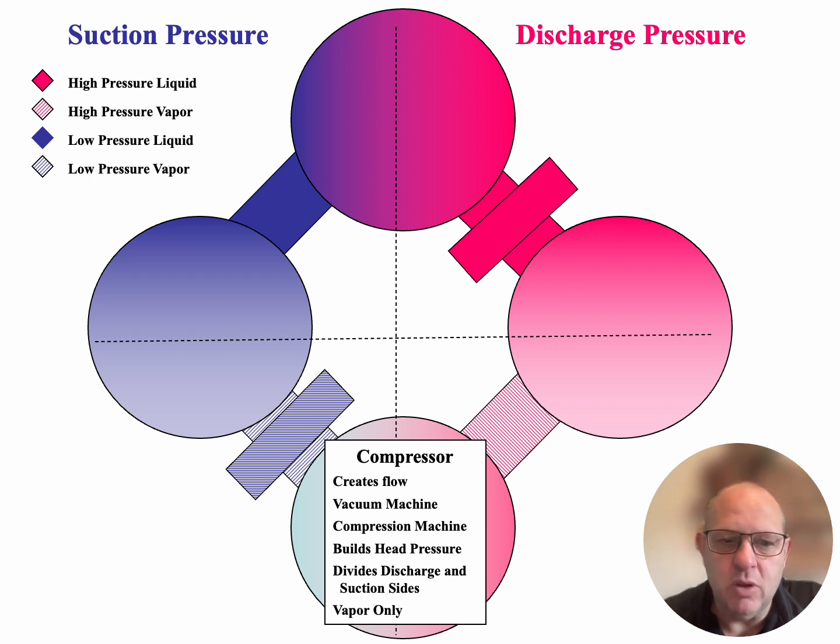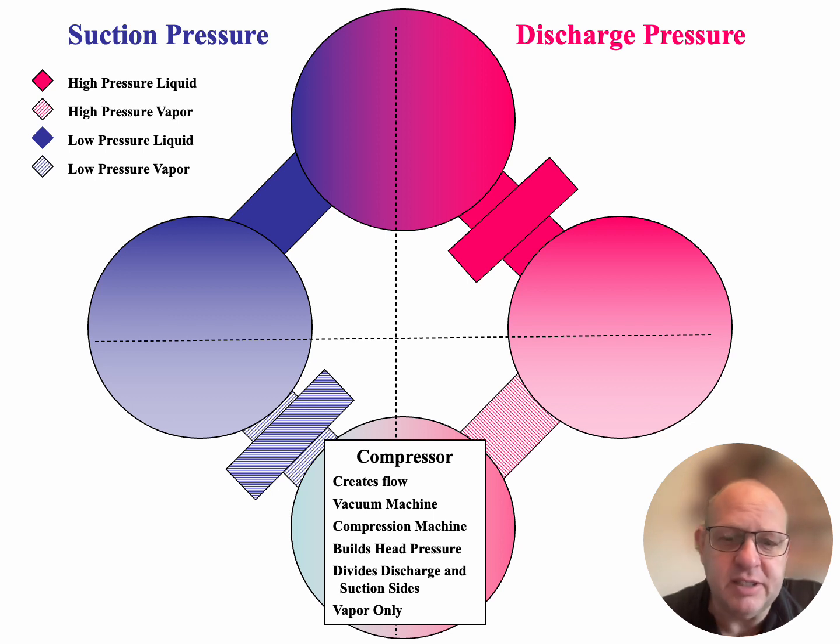The compressor is also a vacuum machine. It's actually producing a low pressure condition on one side of the system and a high pressure condition on the other side of the system, which gets us to the third job that the compressor actually does, which is the compression machine. And also, the fourth job builds head pressure.